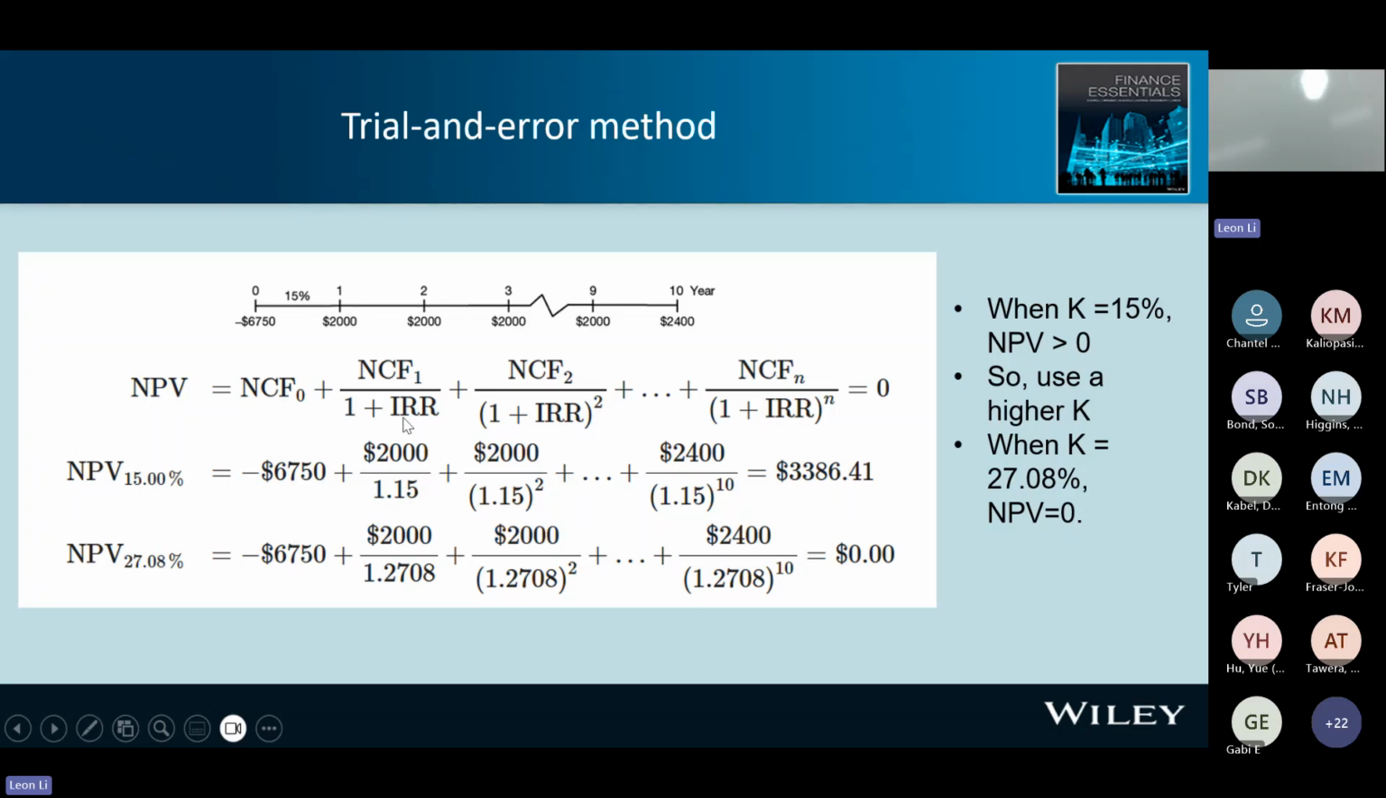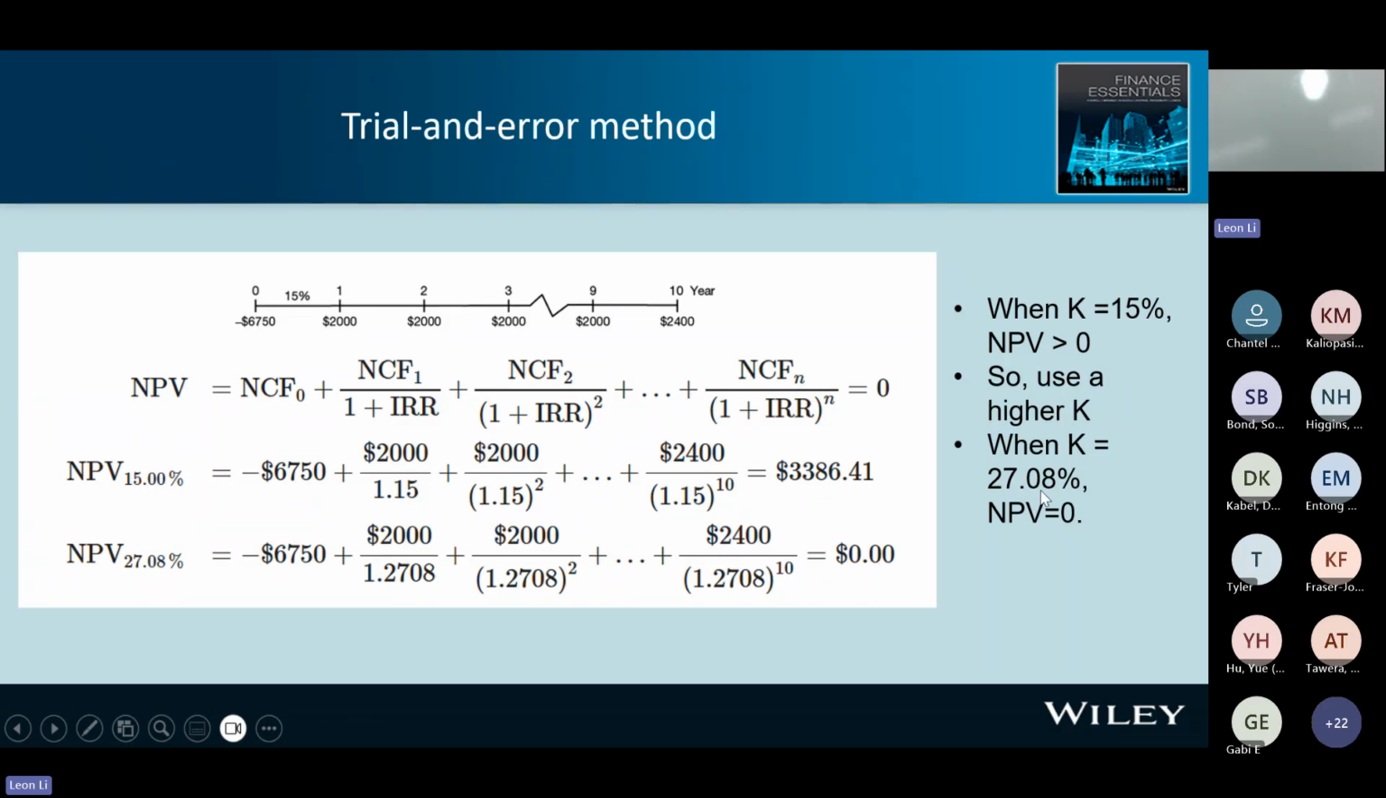It's difficult to find the IRR directly, so we use the trial and error method. For example, we have cash flow here, IRR, let's try 15%. Then you have the NPV here. NPV is positive. To reach zero NPV, we increase the IRR. So we can try 27.08%. Then we have zero NPV. So this is our number.